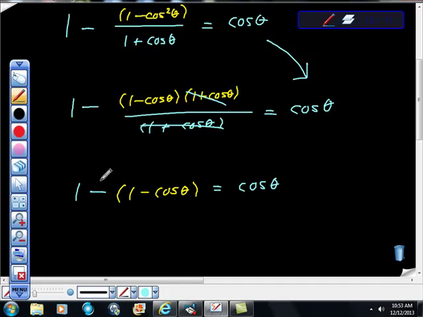Okay, you can see that this negative sign is this one, isn't it? Now I'm going to do what? Now it's just algebra 1, isn't it? Going to distribute this here and here. We get 1 minus 1. Negative times a negative is a positive. Cosine theta equals cosine theta. Your professor does not expect more of you than that. Good?